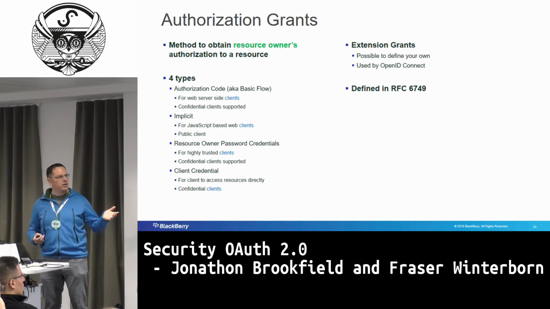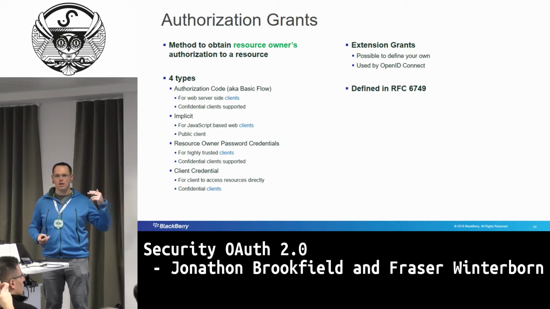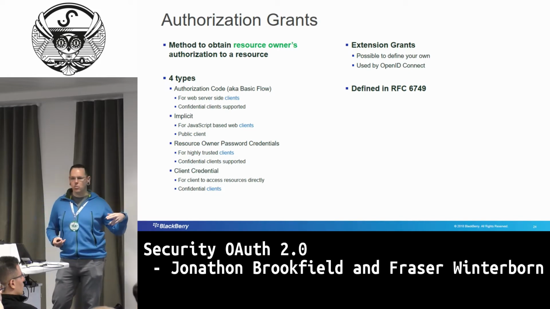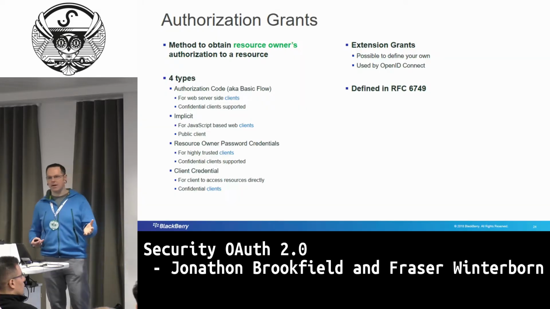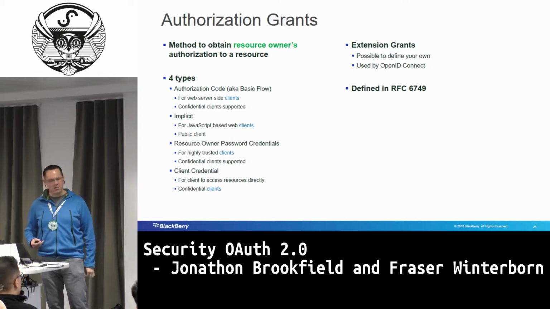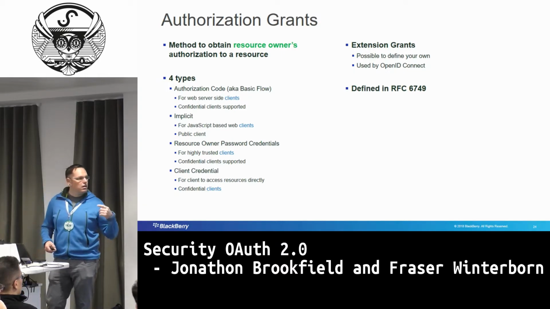You have the authorization code, which is the one that Fraser has already walked through, mostly used for server-side web apps where they can make direct connections to the server. You then have what's called implicit. This is used for client-side JavaScript apps that don't have any server-side components. There are 2 others.